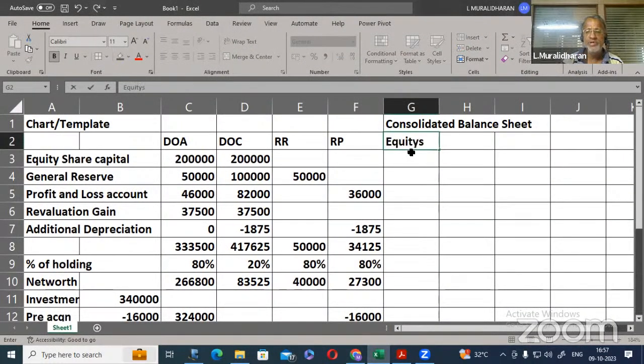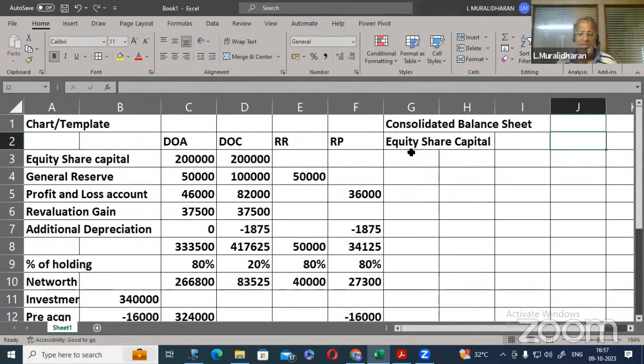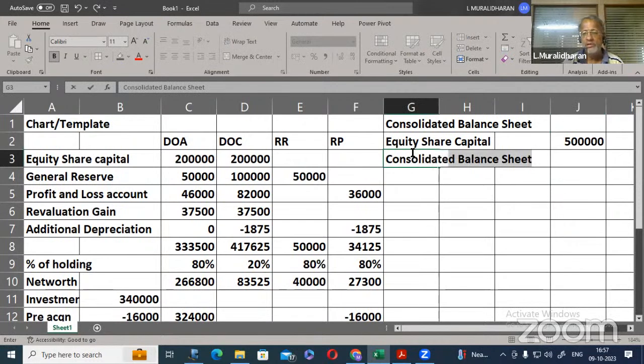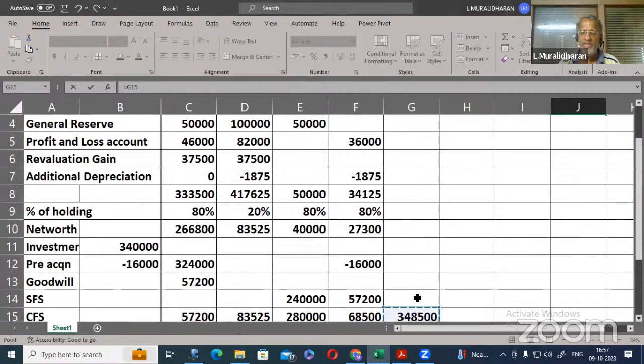Equity share capital. So that means it is only the parent's equity capital alone that we have got to update. So 500,000. Then comes consolidated reserves and surplus. From where are we picking it up? Only from this working, 348,500.